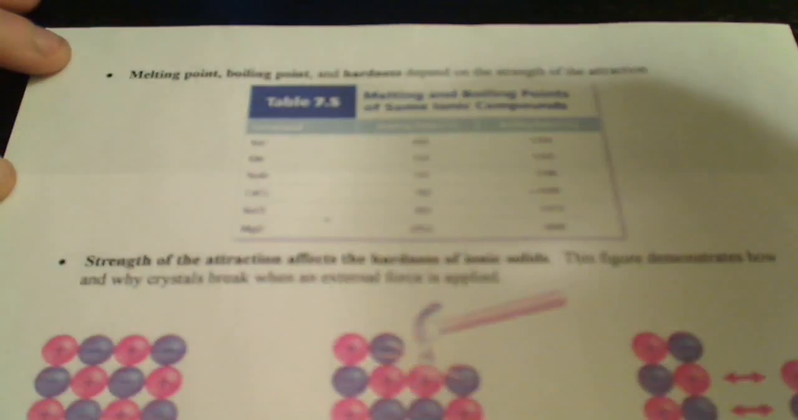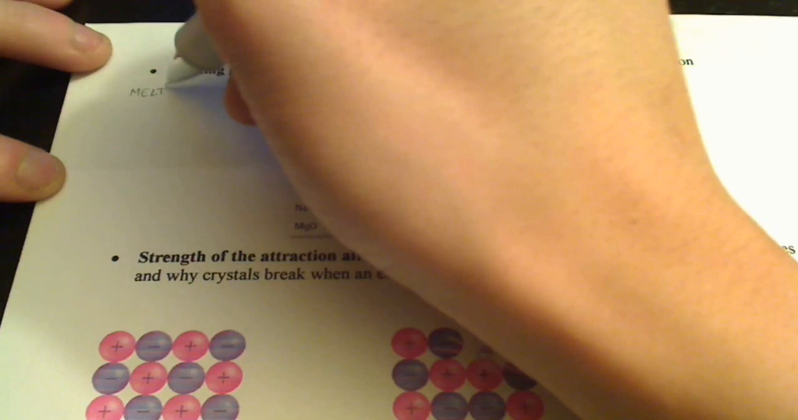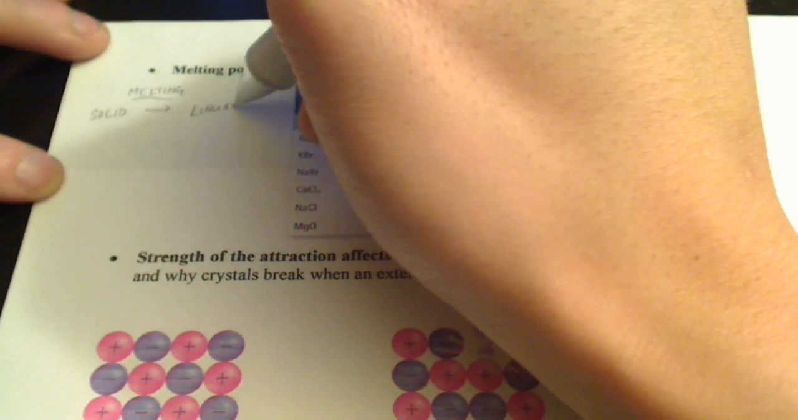So, melting point, boiling point, and hardness. All three of these characteristics depend on the strength of attraction. If you recall, melting is going to be the process where you go from a solid to a liquid. And if I were to demonstrate that for an ionic compound, here's your solid right here.